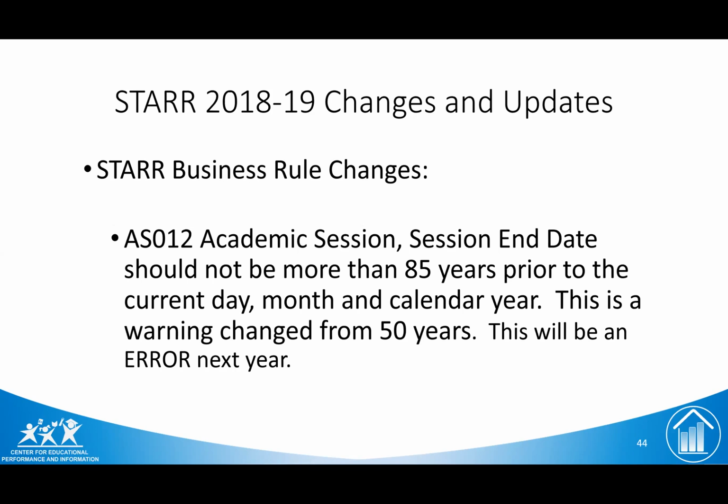The other change that we had for our business rule was the academic session end date should not be more than 85 years prior to the current day, month, and calendar year. So it used to be that we had that as 50 years, and we increased it to 85 years. The reasoning is that we're able to bring in more sessions instead of limiting it to 50, because a few colleges said that they had situations that were older than 50 years, and they wanted to get those in the STAR collection. So that's why we changed that.